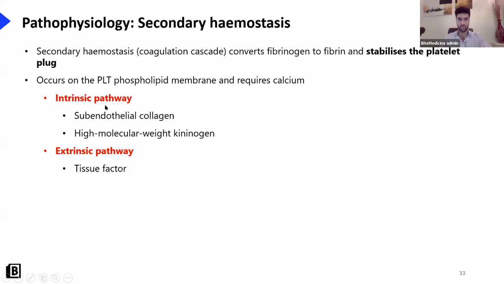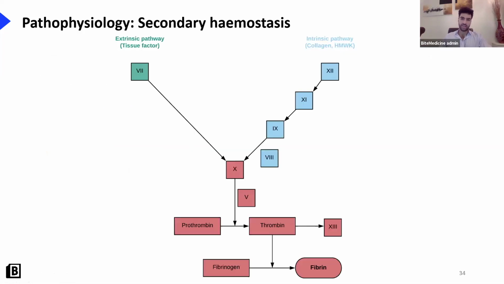You have two pathways, the intrinsic pathway and the extrinsic pathway. The intrinsic pathway is stimulated by subendothelial collagen and this thing called high molecular weight kininogen. And the extrinsic pathway is stimulated by tissue factor. So what on earth are these things, you might be thinking? So this is a little diagram I made earlier.